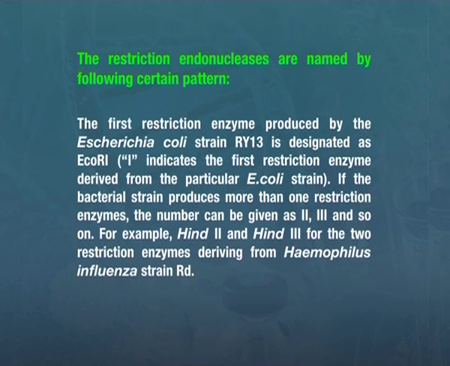I indicates the first restriction enzyme derived from the particular E. coli strain. If the bacterial strain produces more than one restriction enzyme, the number can be given as 2, 3, and so on. For example, HinII and HinIII for the two restriction enzymes derived from Haemophilus influenzae strain Rd.